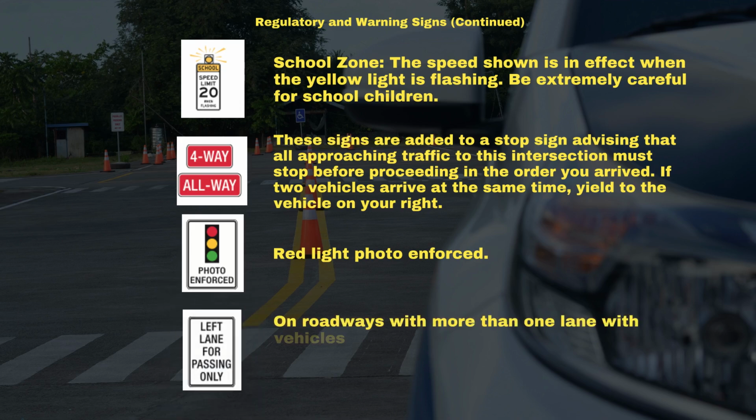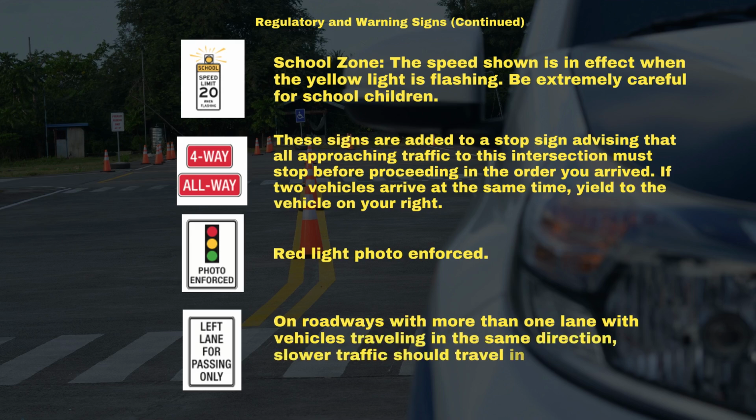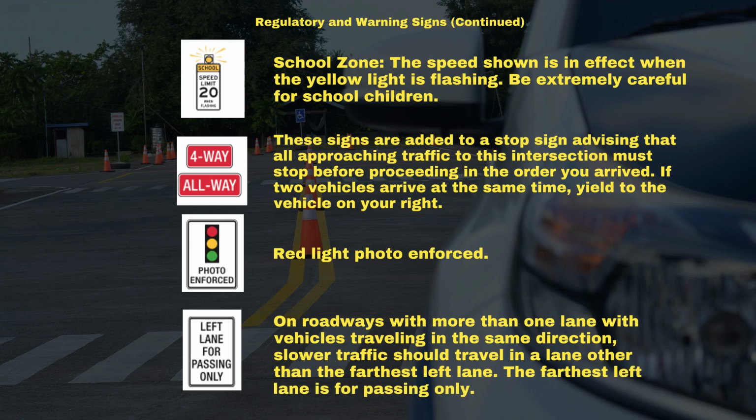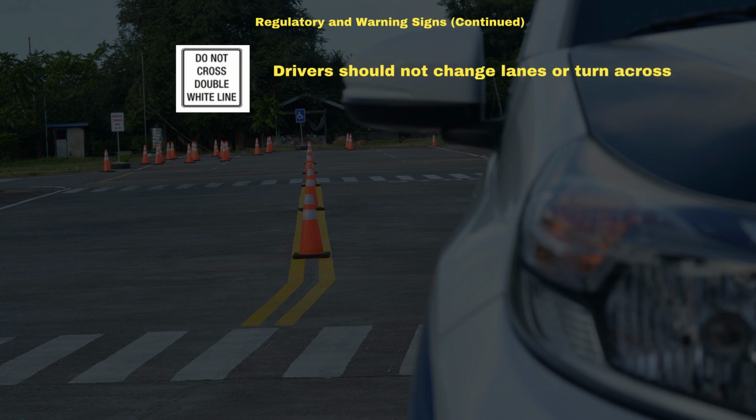On roadways with more than one lane with vehicles traveling in the same direction, slower traffic should travel in a lane other than the farthest left lane. The farthest left lane is for passing only. Drivers should not change lanes or turn across the double white lines.